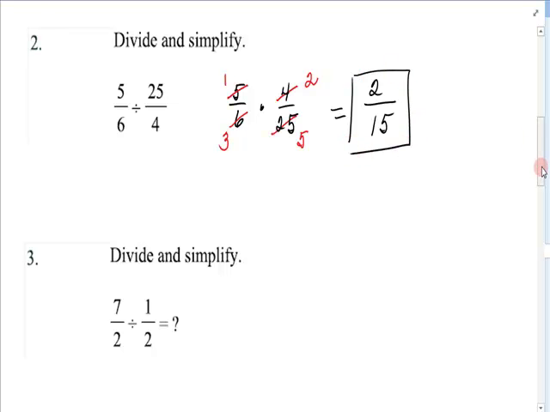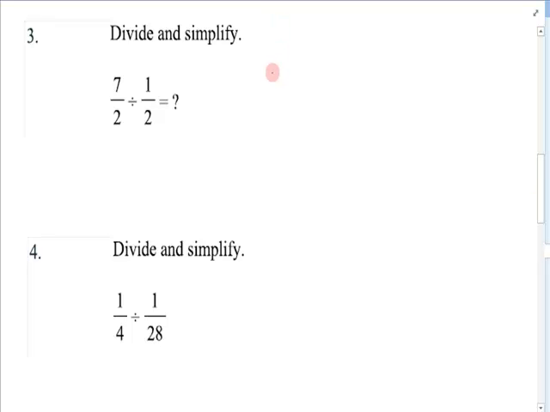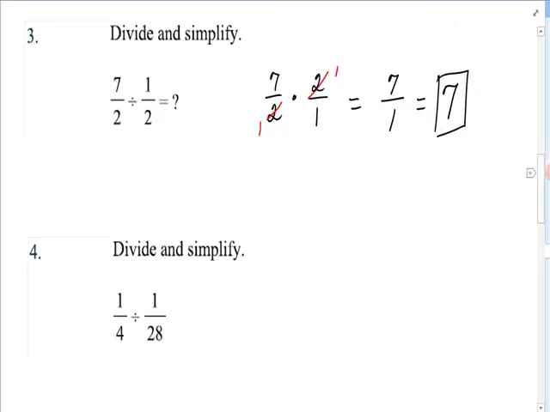Okay, next one. I have 7/2. It says division. I'm going to keep that first 7/2, change to multiplication, invert, flip, or use the reciprocal of the second fraction. Look on the diagonals. I see the 2's. 2 goes into 2 once, 2 goes into 2 once. 7 times 1 is 7. 1 times 1 is 1. I'm never going to leave a number over 1. I'm going to do the division, and it gives me the whole number 7.